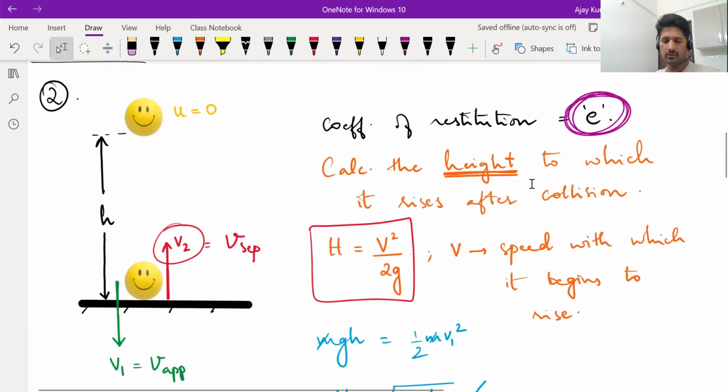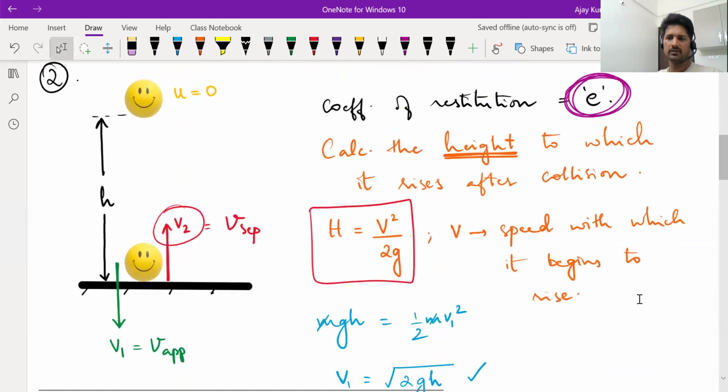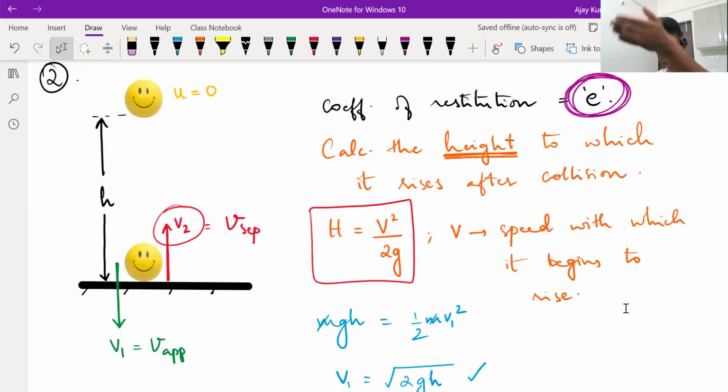Basically, another idea we used here, and how this question was different from the earlier questions that we solved on collisions, is that Earth is the second object in this collision. One object is the ball, the other object is the Earth. We have taken Earth itself as a reference. So before collision, Earth is at rest. After collision, also Earth is at rest. So the ball's speed itself becomes the speed of approach, and after collision, the ball's speed itself becomes the speed of separation.